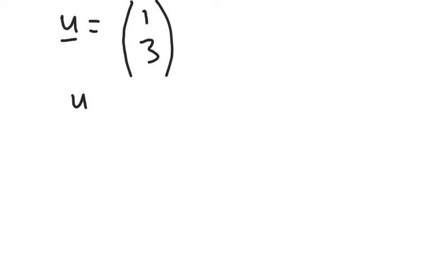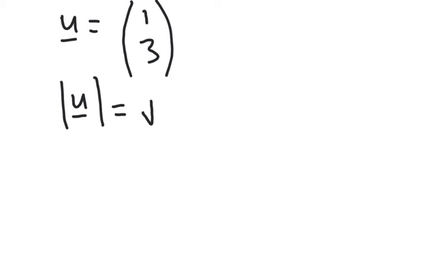For the second example, we can take the vector u, (1, 3). Find the magnitude of u. We write vertical brackets around the vector u. Remember to underline your vector to show it's a vector.